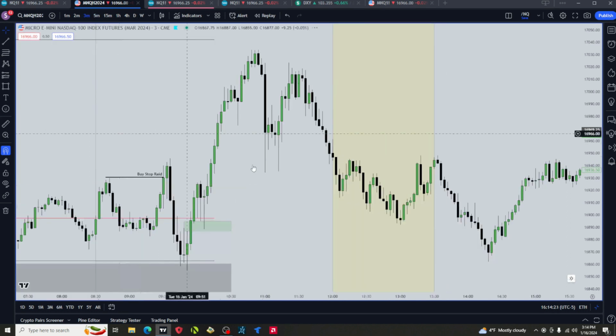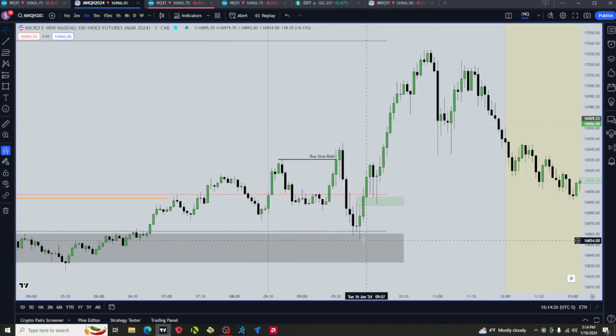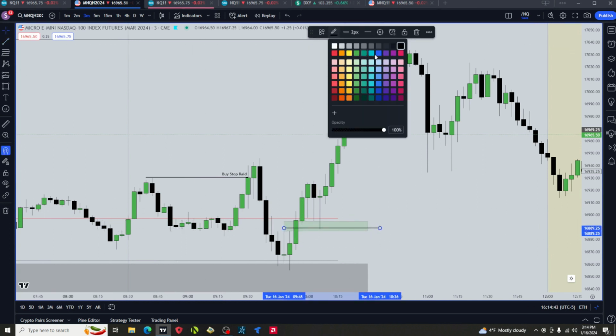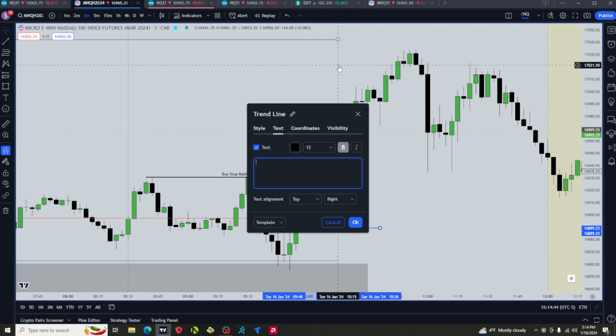I'm going to go down to a 3 minute. And the first thing that catches my eye is this: swing low, swing high, lower low. So a breaker pattern formed. Now I see this breaker. I'm going to be anticipating price trading back down into this breaker pattern and going higher from there.